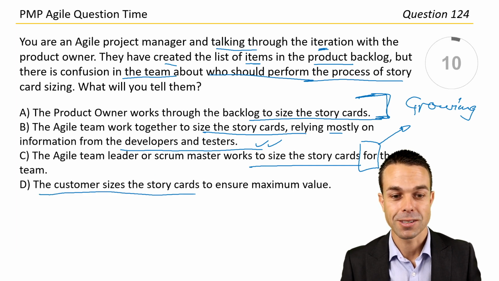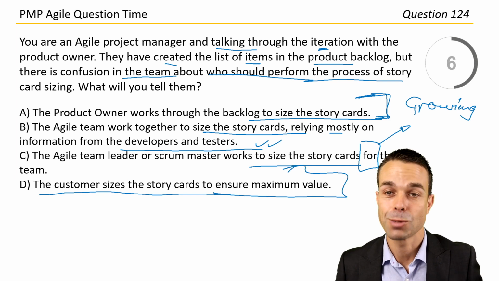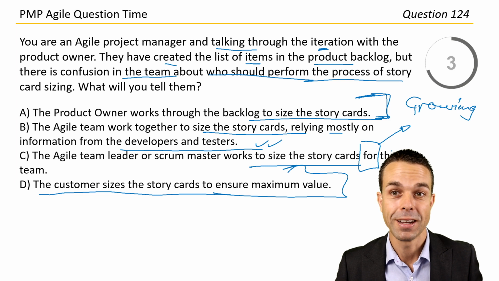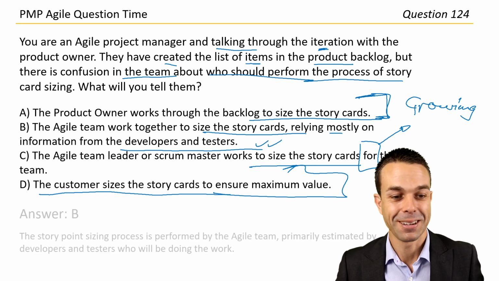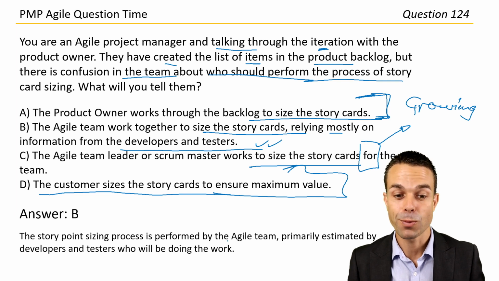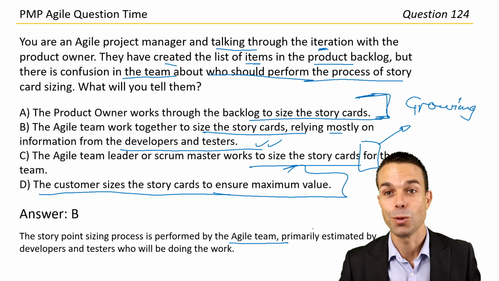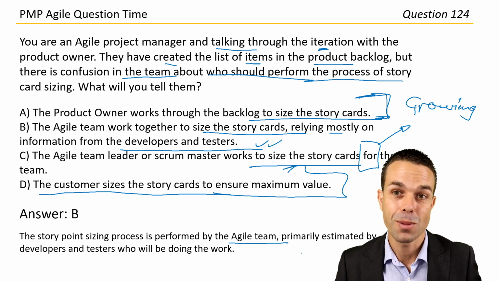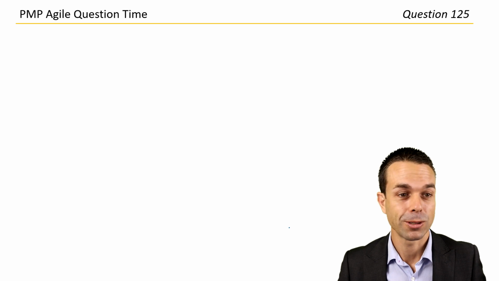The customer sizes the story cards to ensure maximum value. How can the customer know what the effort is going to be required? So we need the developers and testers to do it. So let's go with answer B. There it is. The story point sizing process is performed by the Agile team, primarily estimated by developers and testers who will be doing the work, so they will know best. Great, that was a really good one to start off with as well. This is good stuff. All right, let's see what else we've got next.